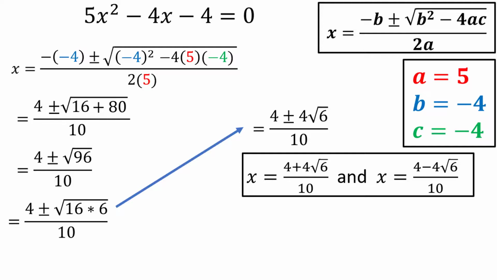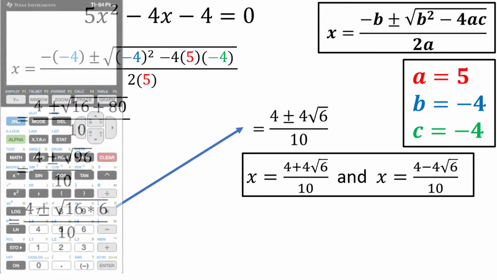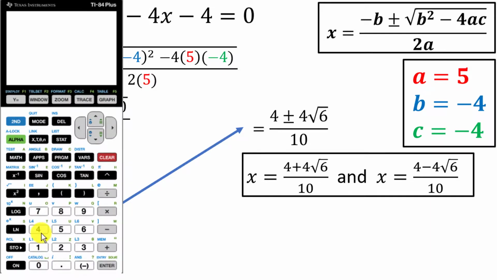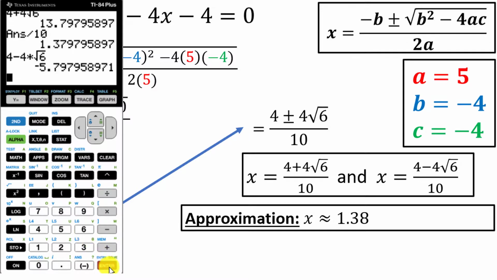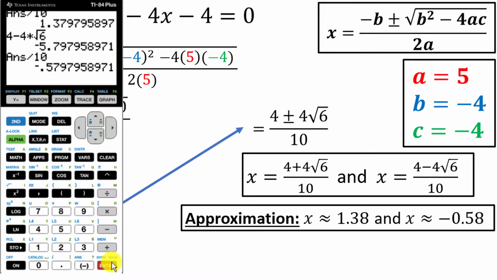Now, sometimes you might want to get an approximation of what these values actually are. You can get that by typing in your two answers to a calculator. So we have 4 plus 4 times the square root of 6, which looks like it is 13.7979 or so. And then if we go ahead and divide by 10, we get 1.38 if we round to the nearest hundredth. For the second answer, we have 4 minus 4 times the square root of 6, which is negative 5.7979 or so. And if we divide by 10, we get negative 0.58 if we round to 2 decimal places.